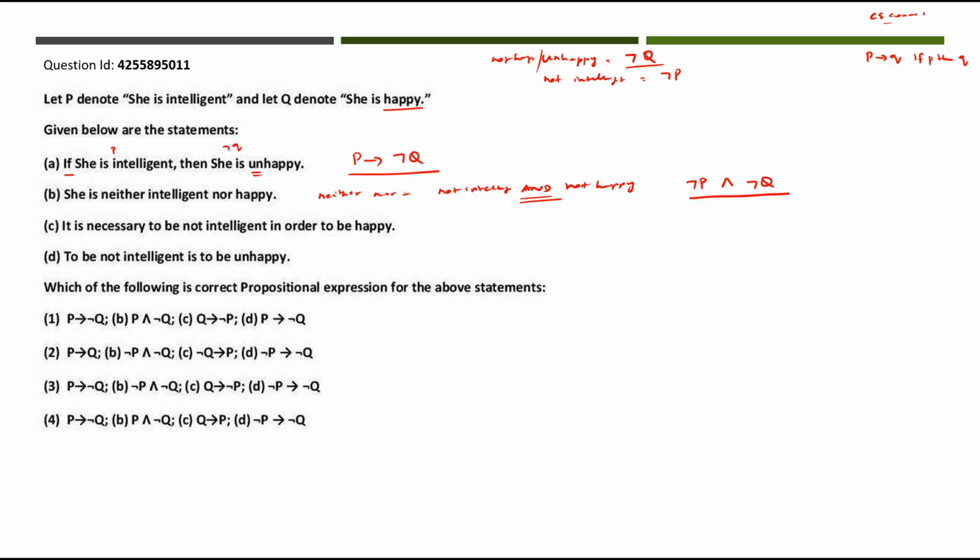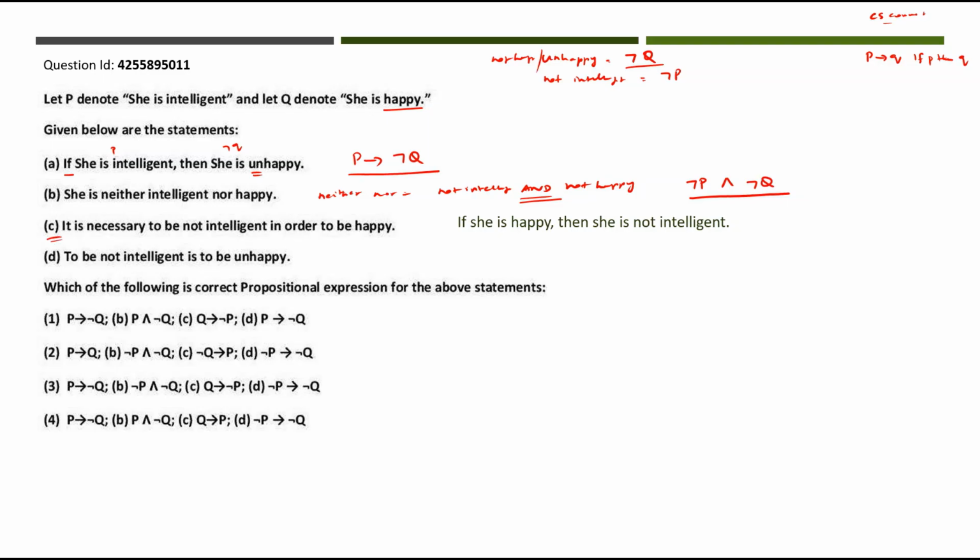What about C? It is necessary to be not intelligent in order to be happy. Actually, there are various ways of expressing conditional statements and biconditional statements in English. In that CS Connect series video, I have listed all the possibilities of English statements. Right now, to solve this question, I will give you the correct form of this particular statement. If she is happy, they say she is not intelligent. This is the statement that is given in this particular format.